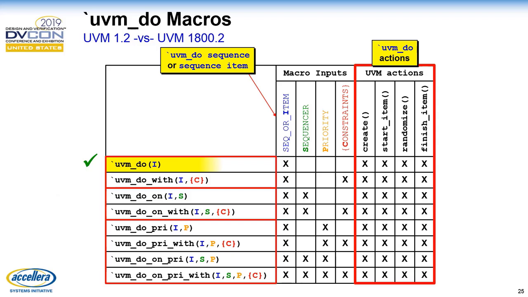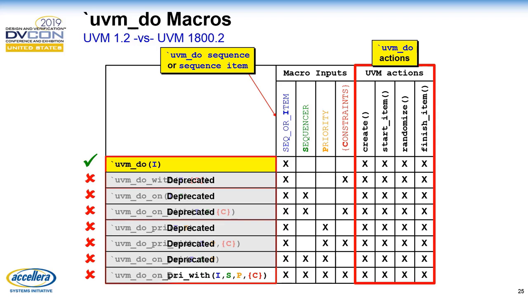Now moving forward, you still have a UVM do command inside of IEEE UVM. But there is no UVM do with. That has been deprecated. As a matter of fact, as you go down that list, everything else in that list has been deprecated. You are now going to have just one UVM do command. But the UVM do command takes all of the arguments and has default values so that you can execute all the other UVM do commands that you've been used to in the past.